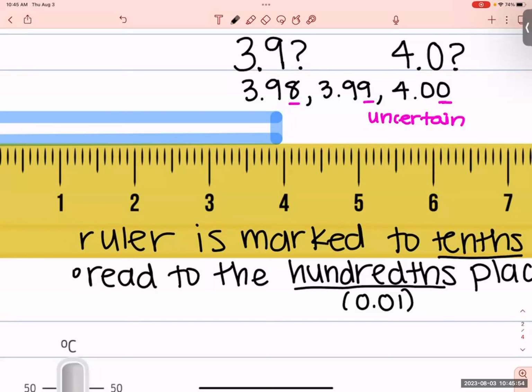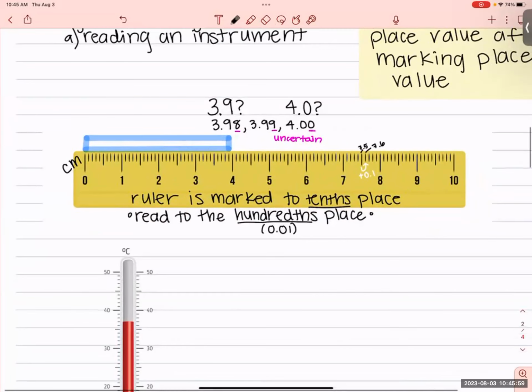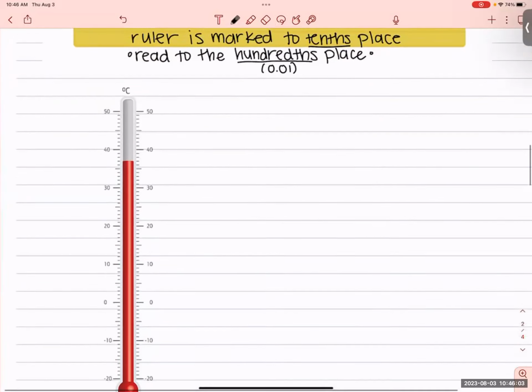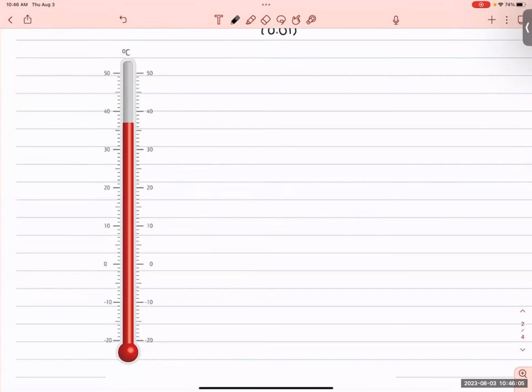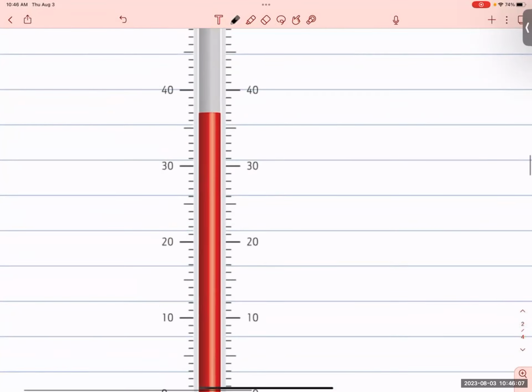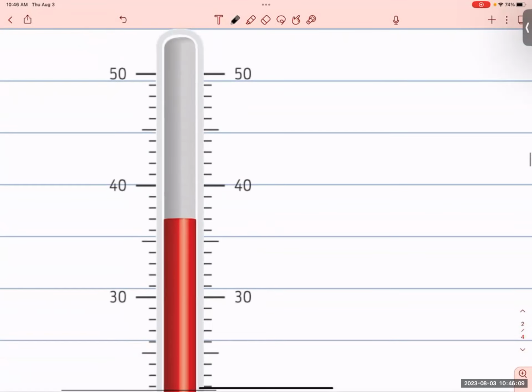Okay. So taking that information, we're going to read a couple other example instruments. Here is a thermometer. Pause for a second. I'll zoom in and read what you think the thermometer reading is.